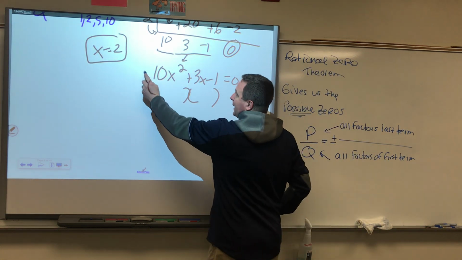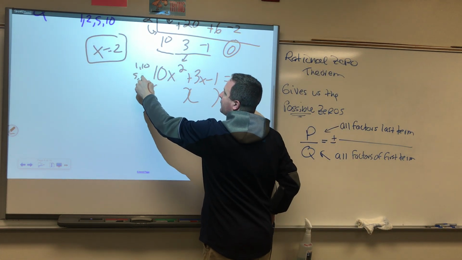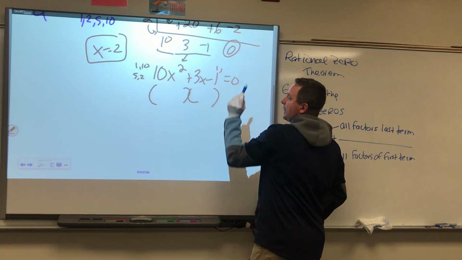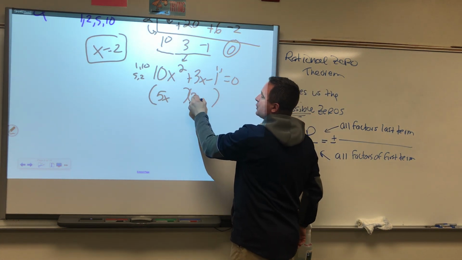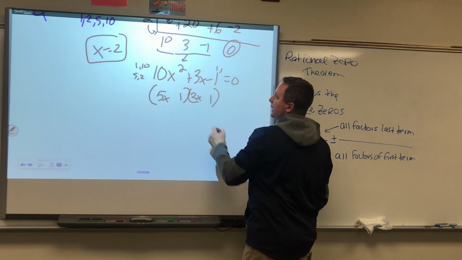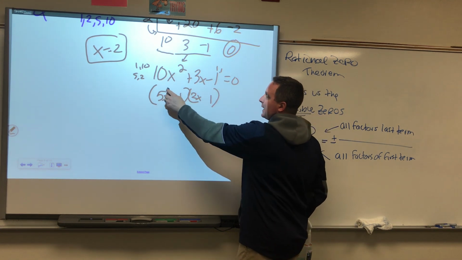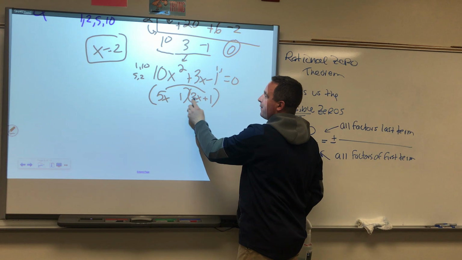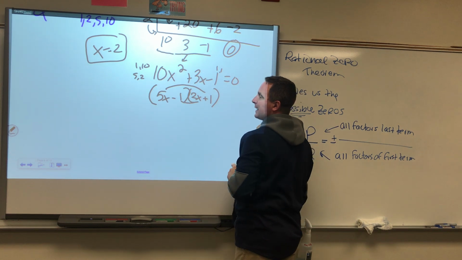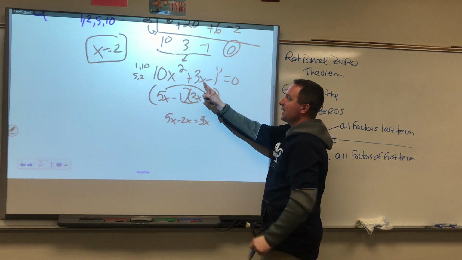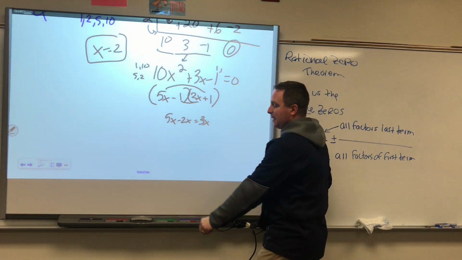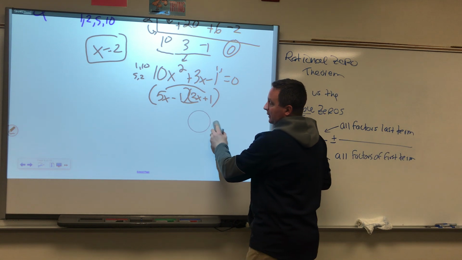Okay? If I look at my factors of 10, I have 1 and 10 or 5 and 2. And the factors back here are only 1 and 1. Well, if I did a 5x and a 2x, and I plugged 1 and 1 in there, I think I can get it if I did positive 5 and negative 2. 5x minus 2x gives me the 3x that I need in the middle. Okay? So I got it to factor.